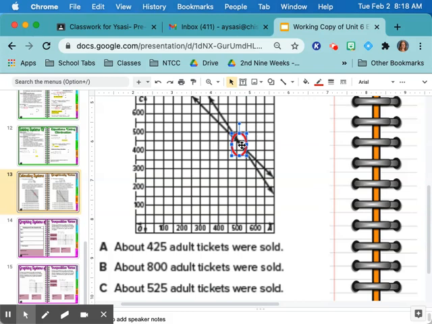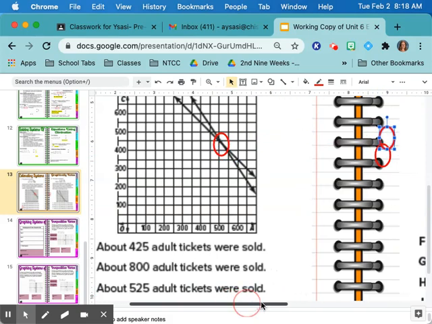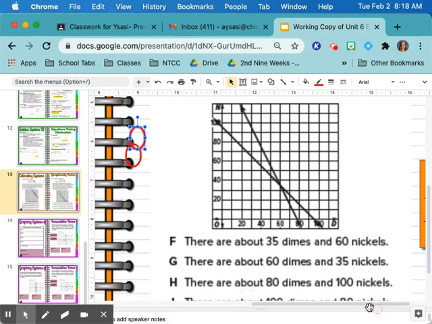And the children tickets would be your y-axis, which would be about 425. So just pay attention to what your axes are labeled. I'm going to copy and paste that little circle so I can put the circle over the answer too. And I need 2 more of these for the next problem. Go over. Okay, so let's look at the next one.